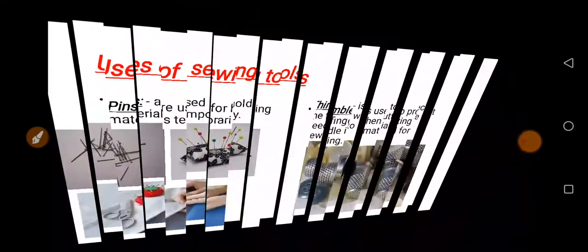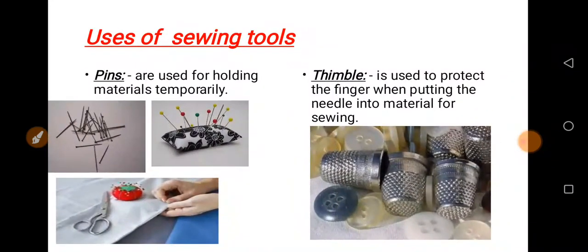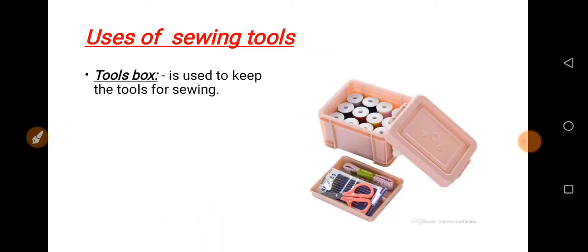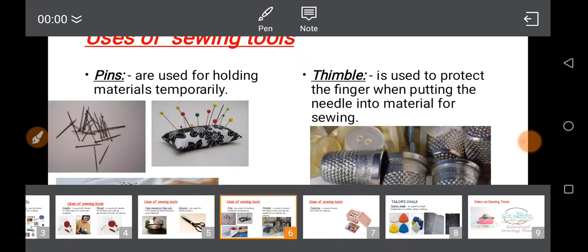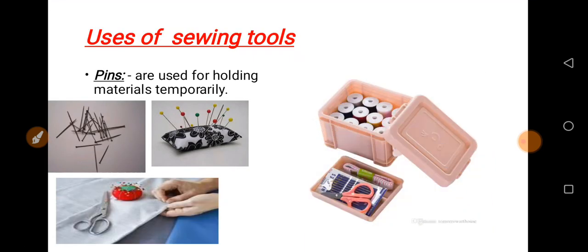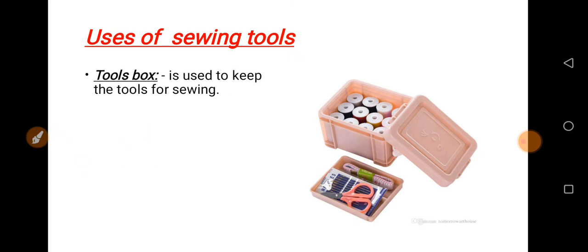We are still talking about the sewing tools. We have thimble. Thimble is used to protect the finger when putting the needle into material for sewing. These are thimbles. Then these are buttons. Then tool box is used to keep the tools for sewing. These are tool boxes for keeping the tools for sewing.